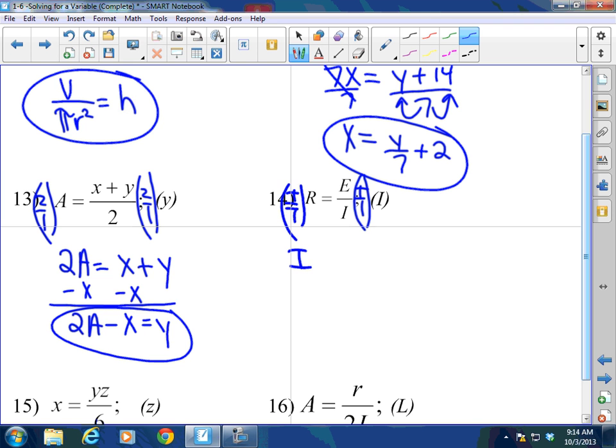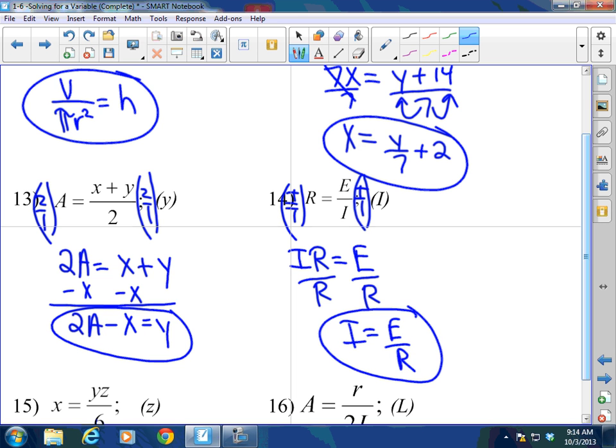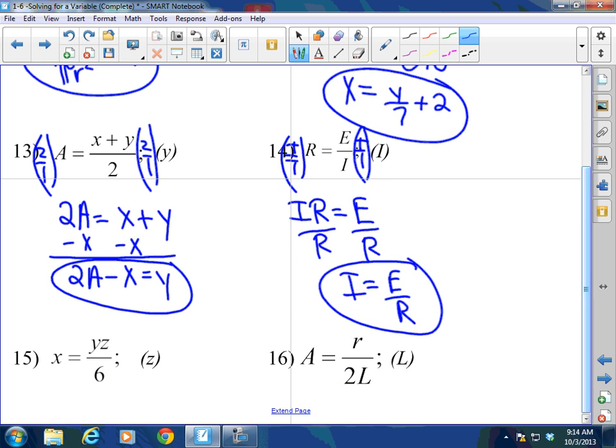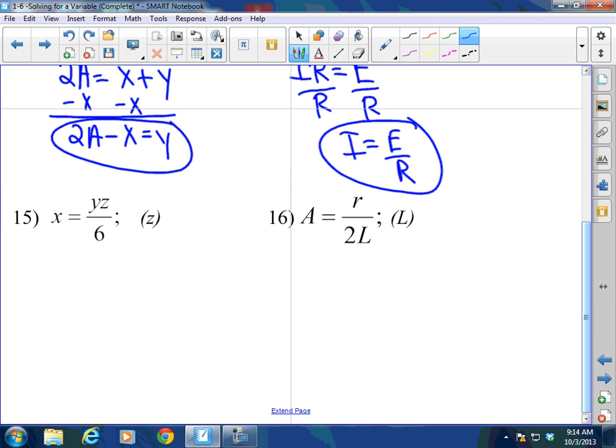So I have IR equals E. But I want to solve for I. So what do I do now to get I alone? You divide by R. Excellent. So I equals E over R. Now, I do not have much time left, so I'm going to fly here. Catch up with me. If not, that's why we have a video.